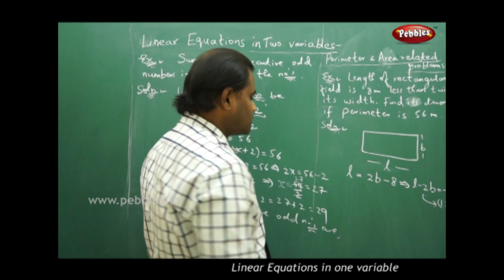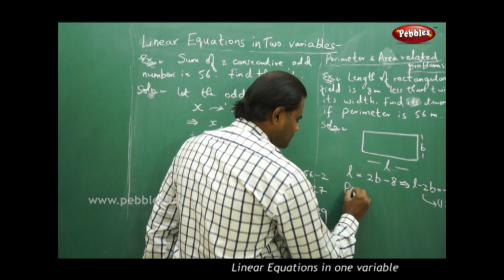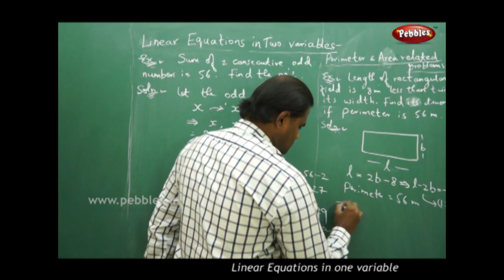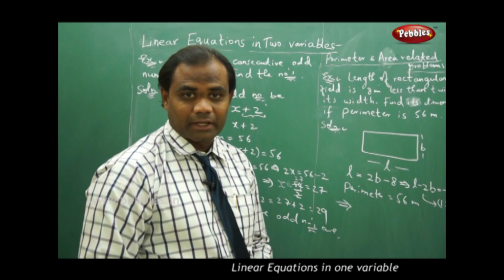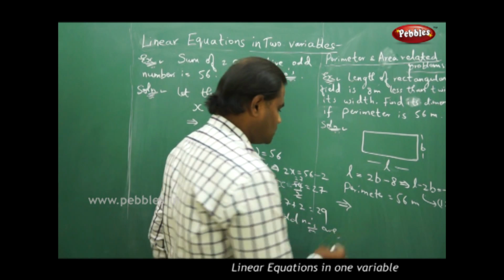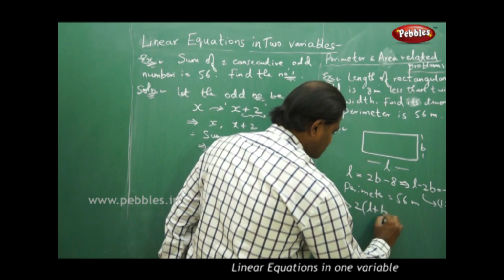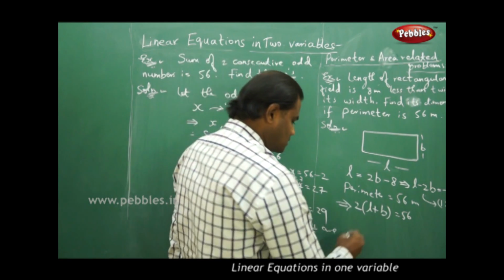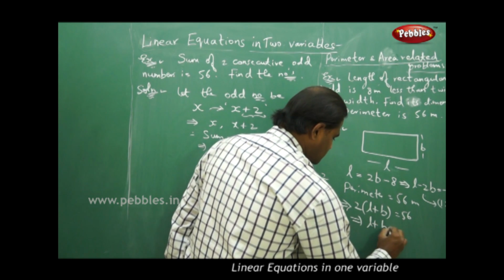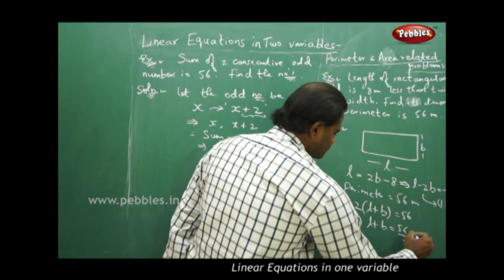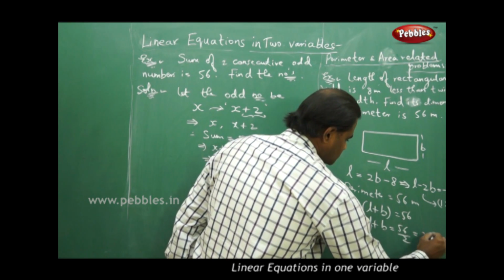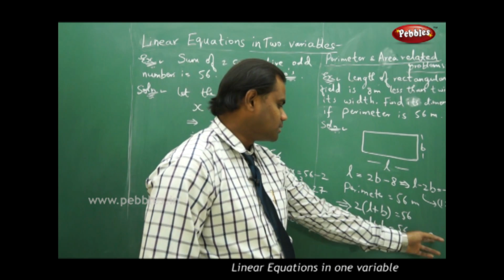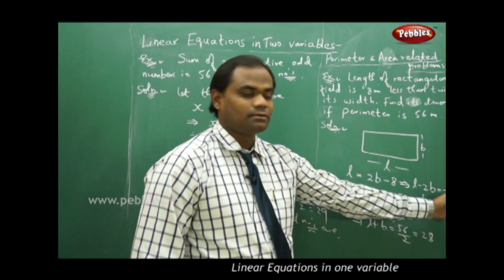Now, also it is given that the perimeter is 56 meters. But we all know that the perimeter of a rectangle is twice the length plus width. So perimeter is 2 into L plus B, by the formula, equated to 56. Further simplification will give me L plus B is equal to 56 over 2, which comes out to be 28. Therefore, I have L plus B is 28 and L minus 2B is negative 8.